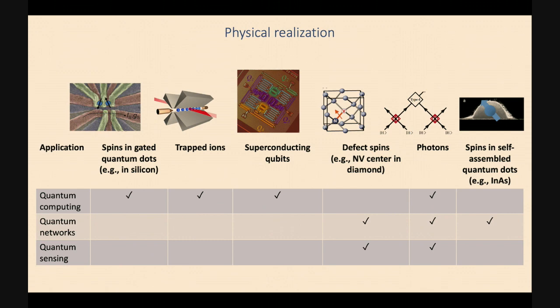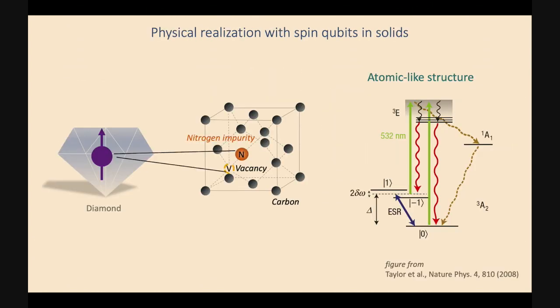So there's many ways you can implement this. I will mainly be talking about defects, color centers such as the NV center in diamond, that there's a lot of work on. And a lot of the work I'll talk about applies to pretty much any color center, but it can also be extended to other systems. So these are systems that have a nice optical interface and have a spin that you can use as a memory. So I'll focus on those.